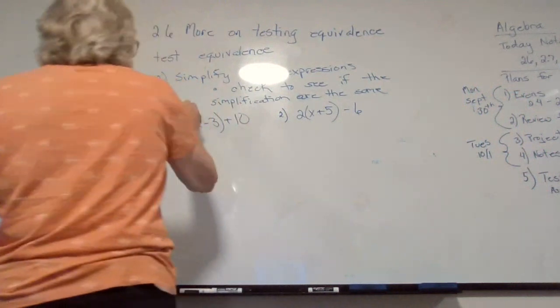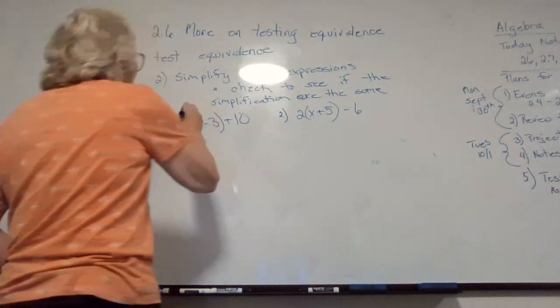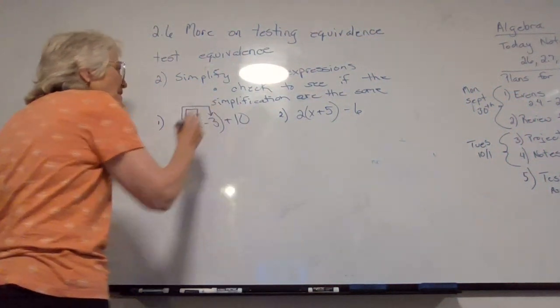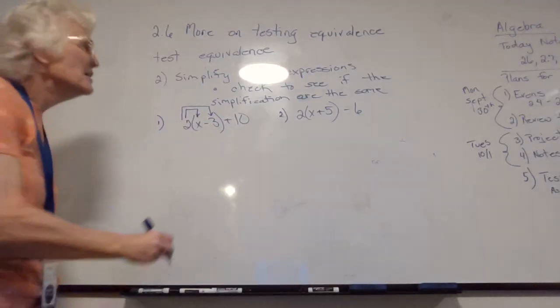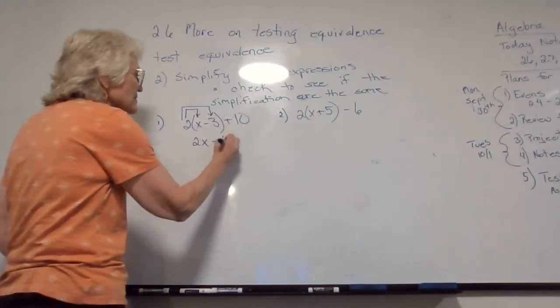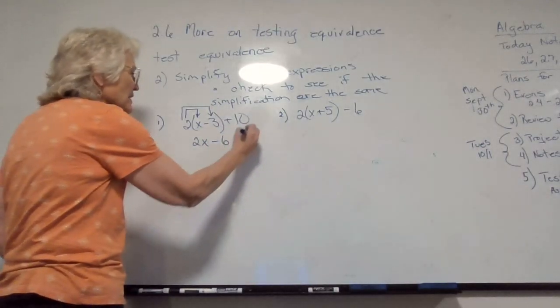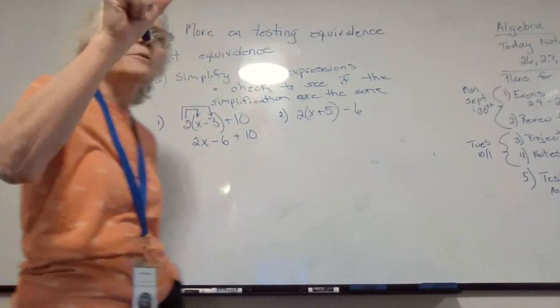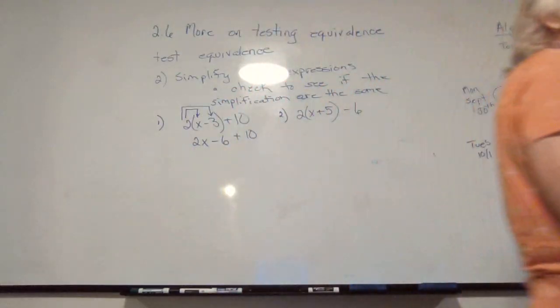So we're going to multiply 2 times x, and we're going to multiply 2 times negative 3. Okay? So we get 2x, 2 times negative 3 is minus 6, plus 10. So we now have done that multiplication using the distributive property.